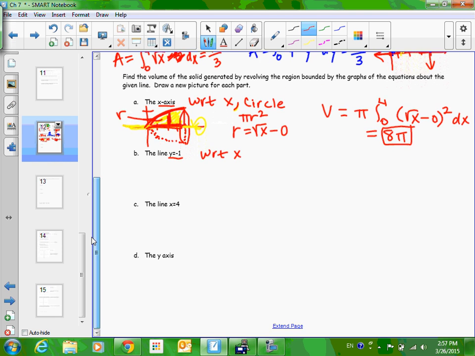Okay, so let's do the next one. Let's start by drawing the figure again. You don't have to put the minus 0. Okay, so I'm going to draw the picture again. I'm going to make it a little bit smaller.